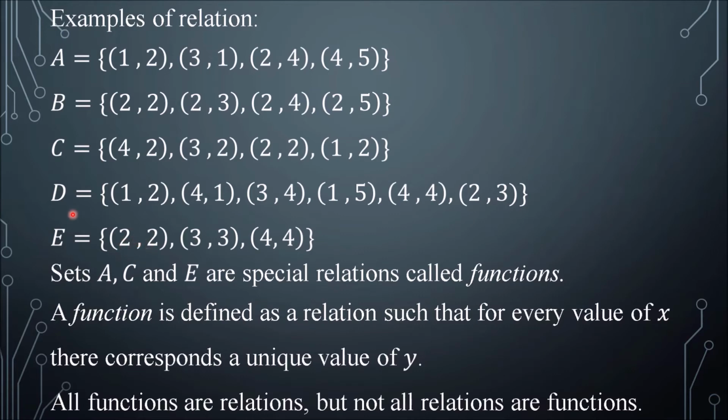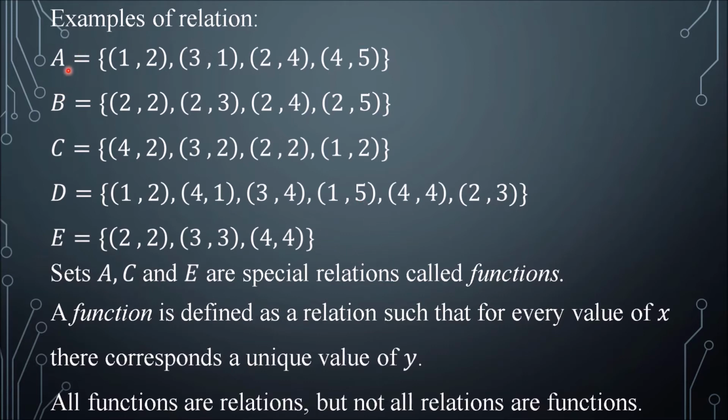So now let's take a look at relation D or set D. This is 1, 2, and as you can see, this is 1, 5. Therefore, the x value of 1 has two values of y. So we have here 2 and then 5. Therefore, that's not a function.